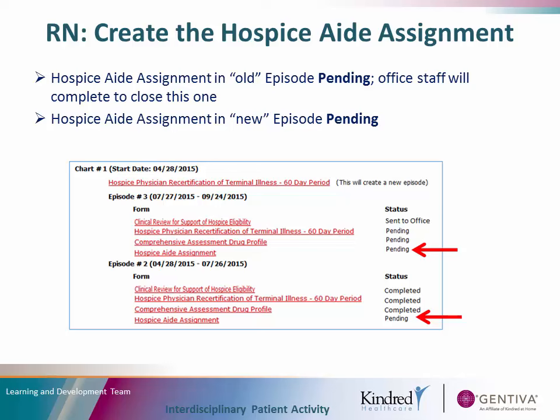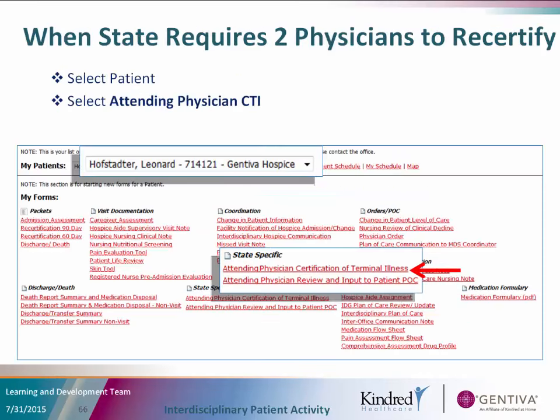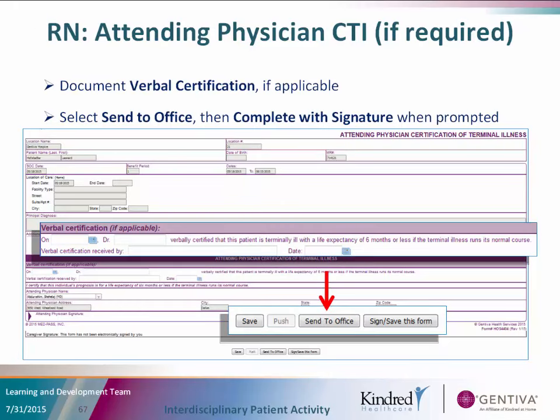Now, let's look at the Physician Certification of Terminal Illness form for this benefit period. Several states require two physicians to recertify the patient. If you are in one of those states, you will need to create the CTI for the hospice physician to sign as usual. Next, you will open and create the attending physician certification of terminal illness form from the state-specific menu. On the form, you will document the verbal certification if applicable, select Send to Office, then complete with signature when prompted.